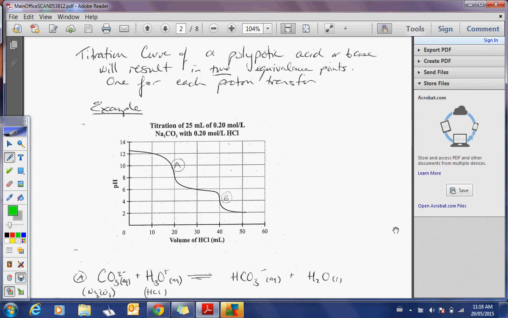Just another tiny little bit left on titration curves. The titration curve of a polyprotic acid or base. What's polyprotic mean? More than one proton.